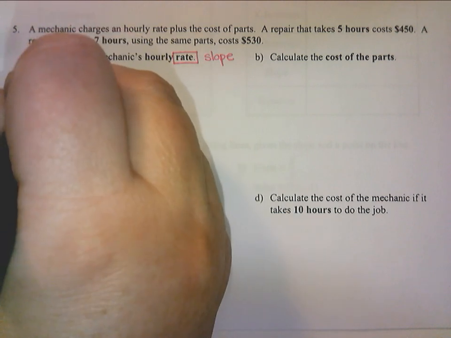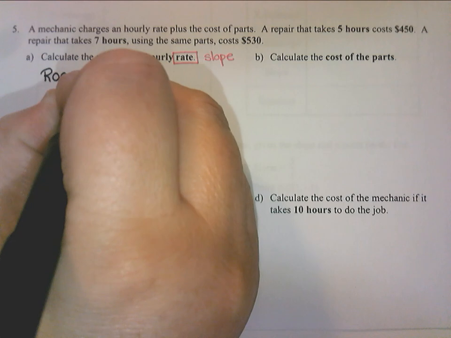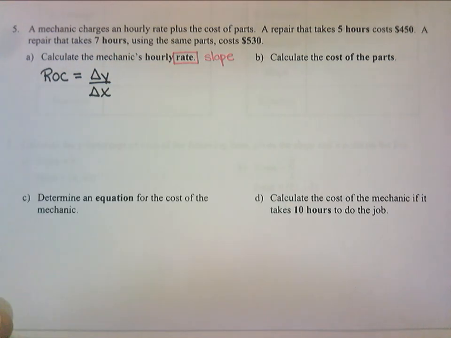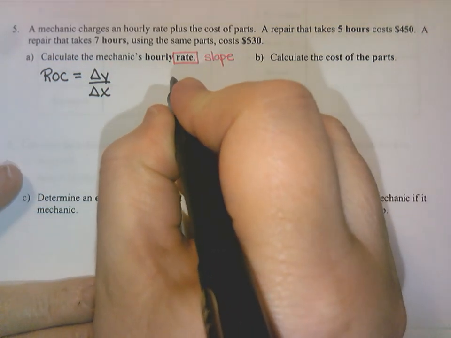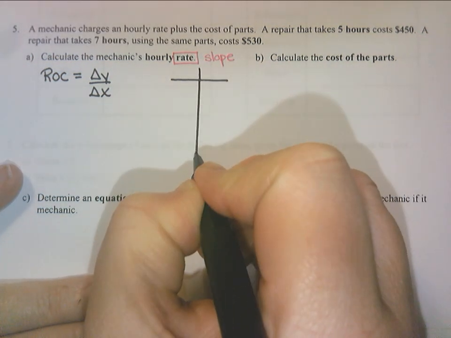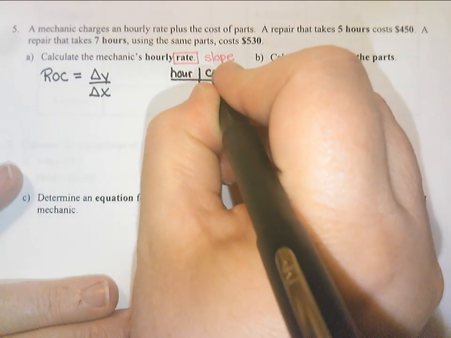So I'm going to say my rate of change is delta y over delta x, right? It's the same formula for slope, it's the same formula for rate of change. Now, normally they would tell me in the question what it is. Here they haven't told me in the question what that rate is, so it's up to us to calculate it. What they did tell us was how many hours they worked and how much that cost. So I am going to make a table of values for the hours that they worked, and then the cost of how much it was.